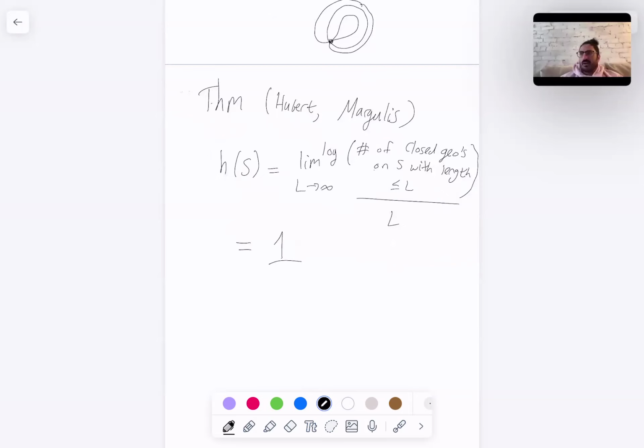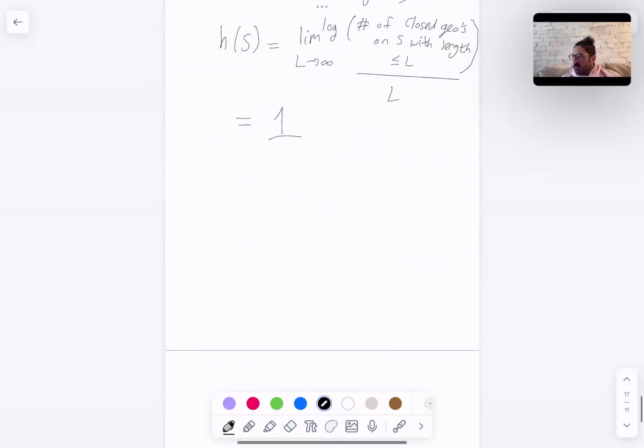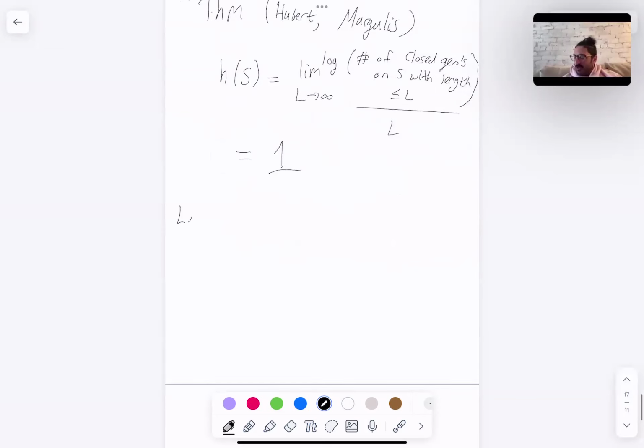Okay, this goes back to the 1950s. Well, one can use this theorem to prove the following lemma. Let S be a hyperbolic surface. Now I'm going to relax one of the assumptions on the surface.